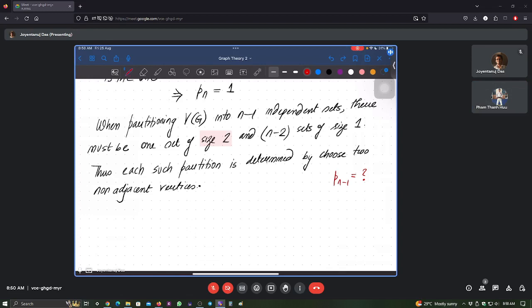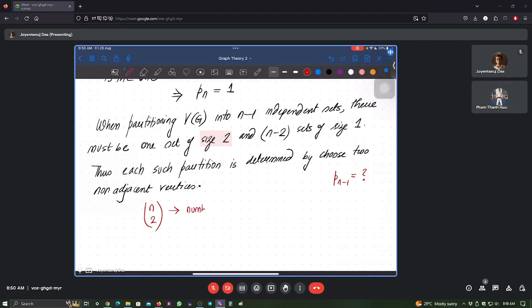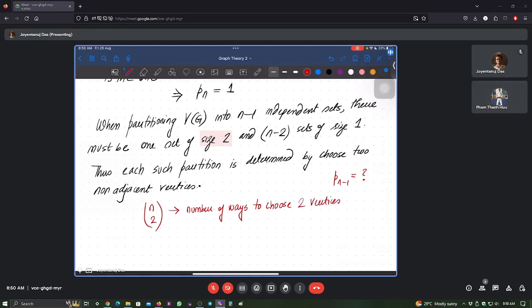So any two vertices I can choose in n choose two ways, right? I'm just choosing two random vertices. So this is the number of ways to choose two vertices out of n.